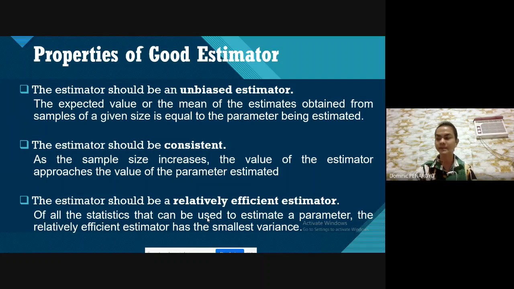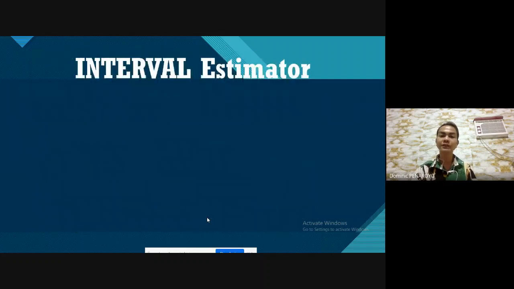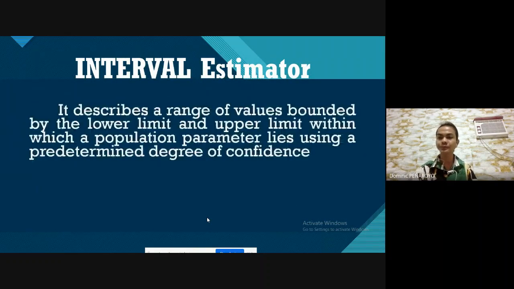All right, next. Interval estimator. It describes a range of values bounded by a lower limit and an upper limit within which a population parameter lies, using a predetermined degree of confidence. That is for the interval estimator.